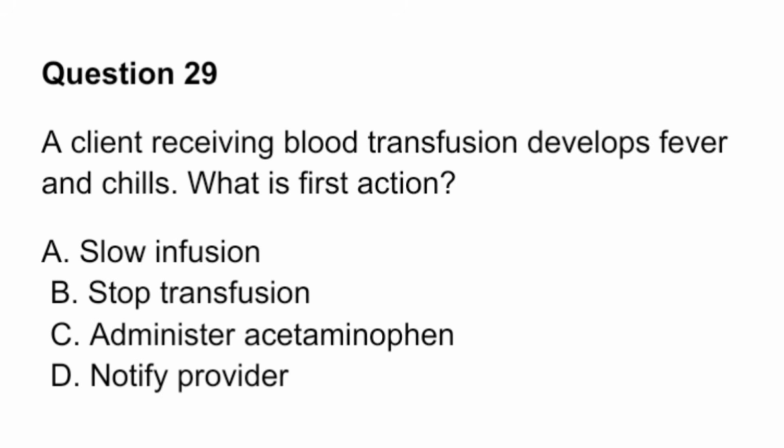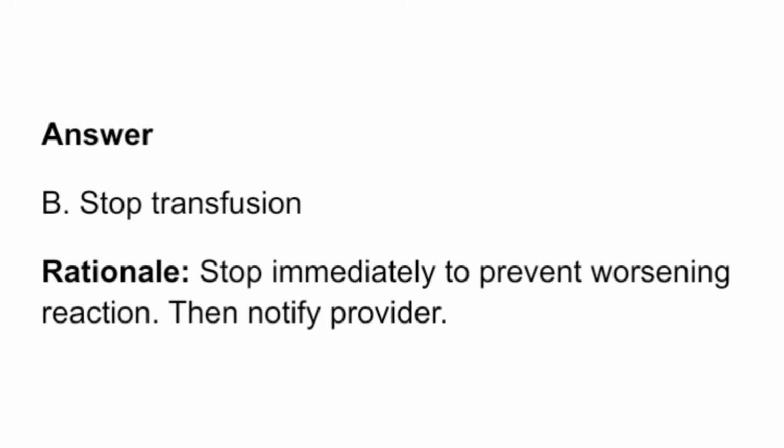Question 29. A client receiving blood transfusion develops fever and chills. What is first action? A. Slow infusion. B. Stop transfusion. C. Administer acetaminophen. D. Notify provider. The answer is B. Stop transfusion. Rationale: stop immediately to prevent worsening reaction, then notify provider.